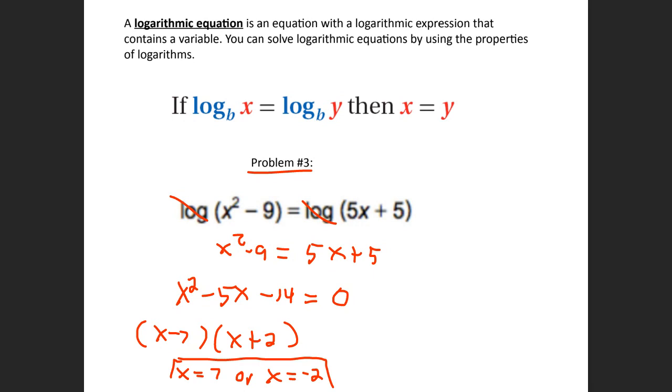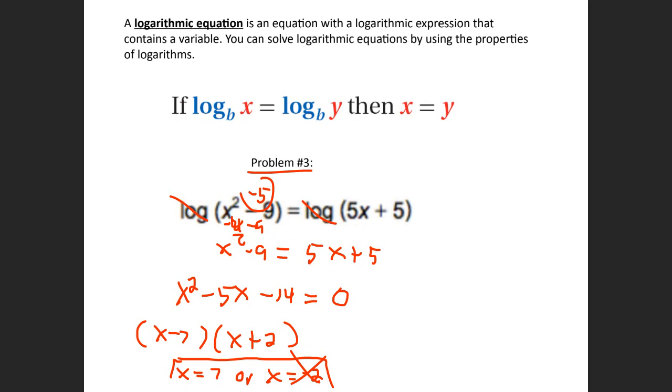Yes, you should check them because you can't put a negative inside a logarithm. So if you put negative 2 here, so negative 2 squared, well, that gives you 4. But 4 minus 9 is negative 5. There's no such thing as a log of a negative number. So right away, that can't be true, because when I put it back in there, it gives me a solution that doesn't work. Yes, it does. Can't have that negative in there. So my answer would just be 7.